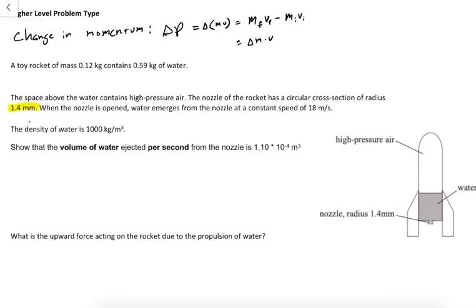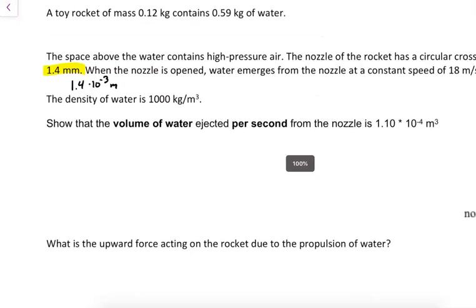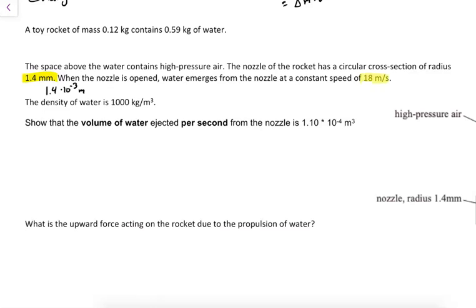Okay, that's going to be important, and it's in millimeters, so I need to convert that. That's 1.4 times 10 to the negative third meters. When the nozzle's open, water emerges from the nozzle at a constant speed of 18 meters per second. The density of water is 1,000 kilograms per cubic meter, and we need to show that the volume of water ejected per second from the nozzle is 1.1 times 10 to the negative fourth cubic meters.